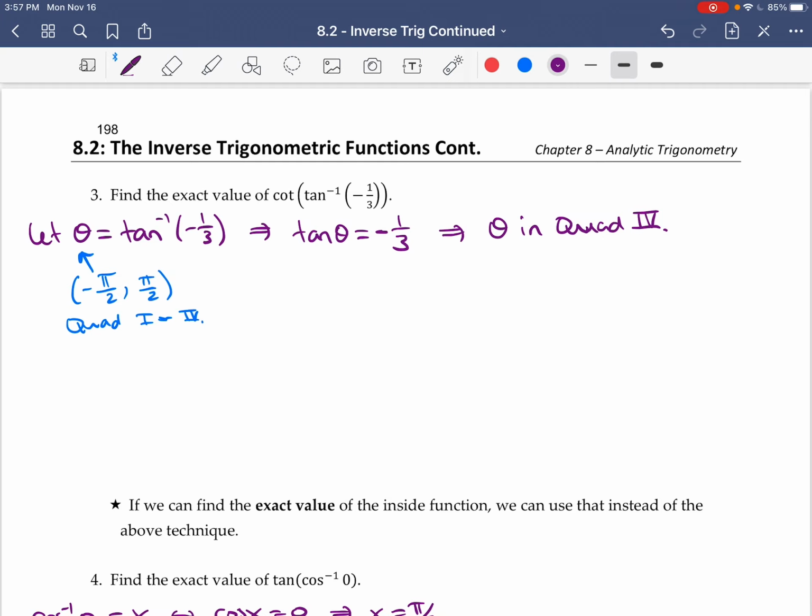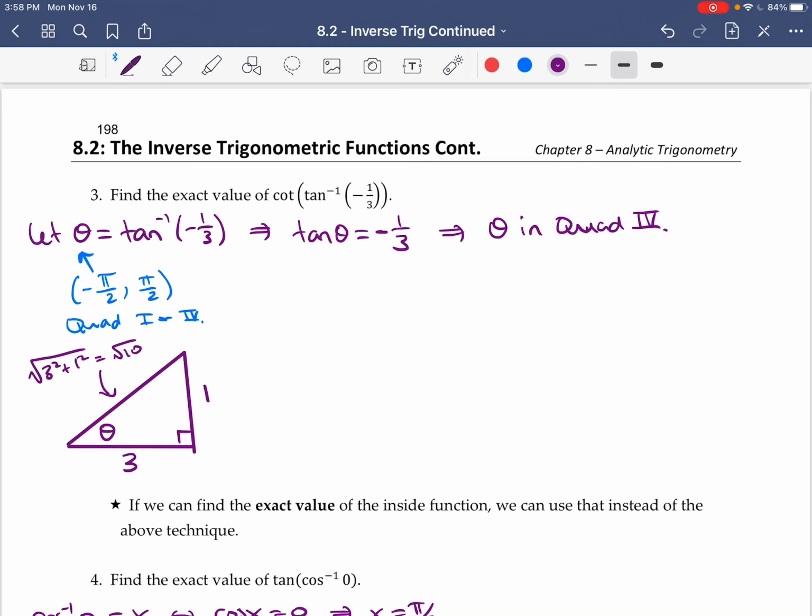Now again, you could place it in the plane, or you don't have to. So we could just draw a triangle. Just forget about the negative. So if this is theta, then the opposite is 1 and the adjacent is 3. So then the hypotenuse is going to be the square root of 3 squared plus 1 squared. So that's the square root of 10. That's this side.